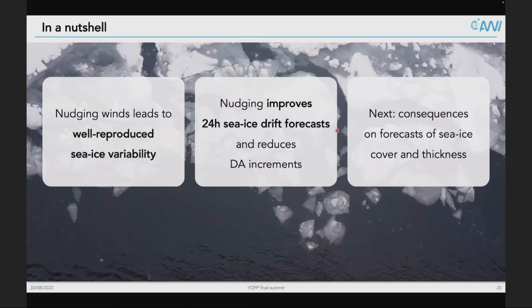But since the sea ice drift is so strongly driven by the winds, it is quite expected that we had an improvement in the ice drift forecast. So a very important next step for us will be to see if and how the forecast for sea ice cover and thickness can be impacted by the nudging.